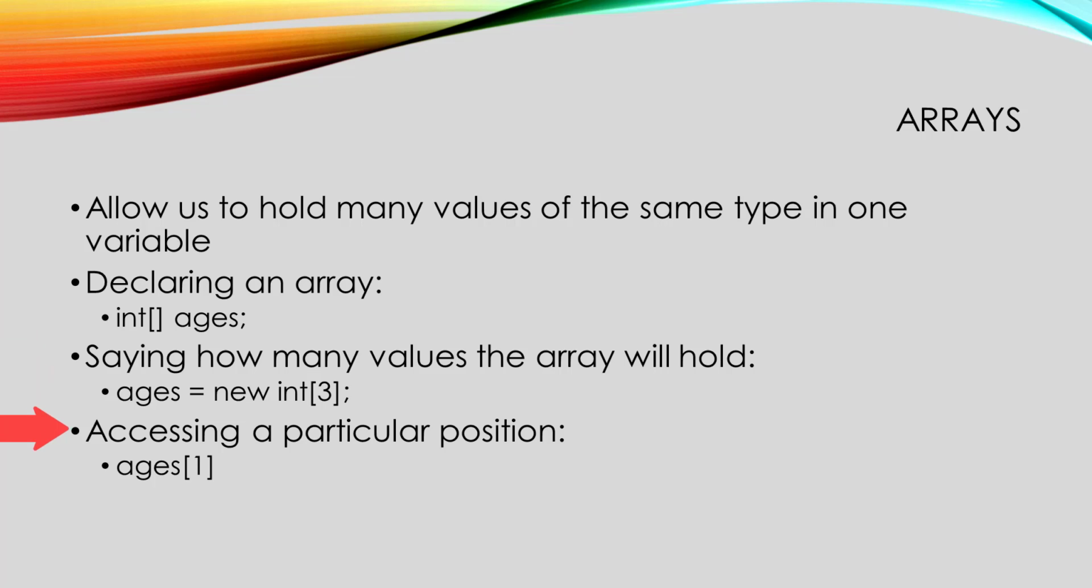Once the array has been created, we can access any position in it by putting the position number in square brackets after the name of the array.